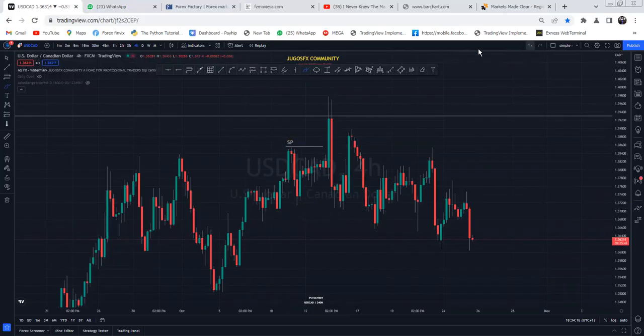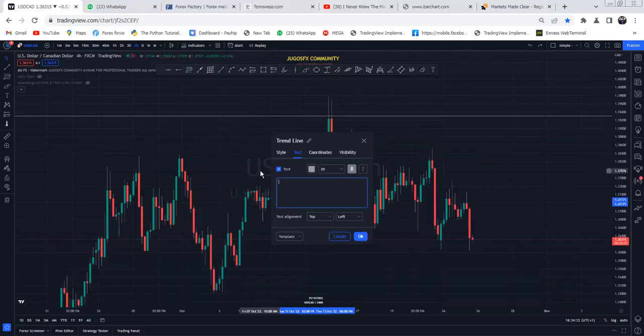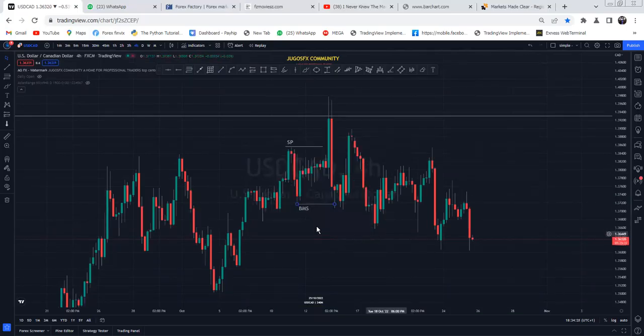Let me just annotate that for you. That's our BMS. Put it at the bottom on the left. Okay. So this is our BMS. Price came back down and broke structure.